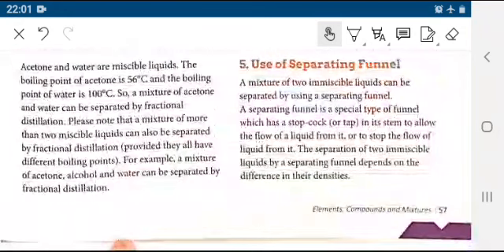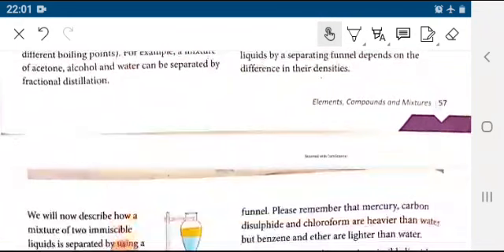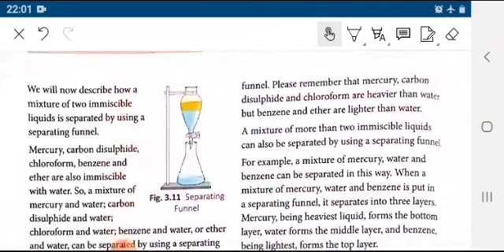Now, after this, separating funnel is used for those components which is having two immiscible liquid. What is immiscible liquid? Immiscible liquid is that which cannot be mixed. For that we are using separating funnel, oil and water. You can see the diagram of separating funnel. Yellow color is the oil, blue color is the water. Stopper is there.